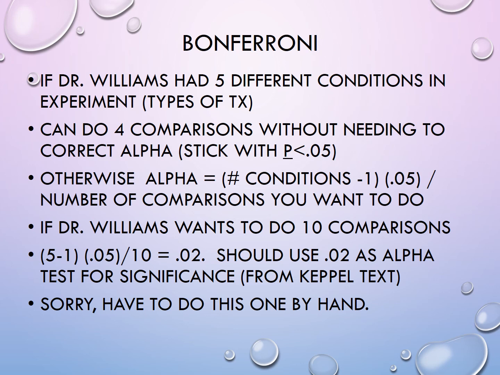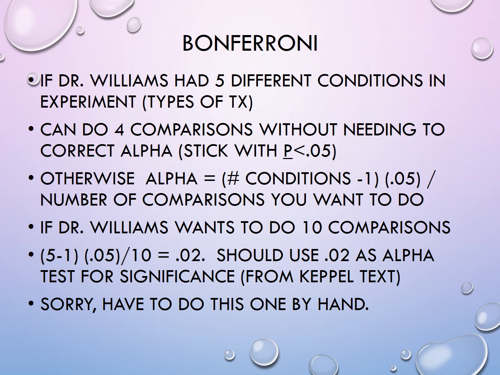over, in a division, right? So this is a division. The number of comparisons that you total want to do in the study. Like how many mean scores do you want to compare? So say that Dr. Williams wants to do 10 comparisons with those 5 conditions total. It's pretty simple. There are 5 conditions, so it's 5 minus 1, which is 4. 4 times 0.05 divided by 10 gets you 0.02. And this gives you the alpha value. Now instead of using 0.05, you're going to use 0.02.